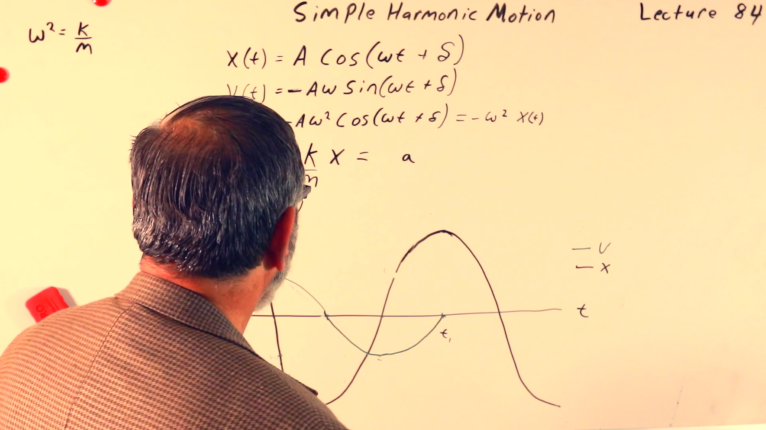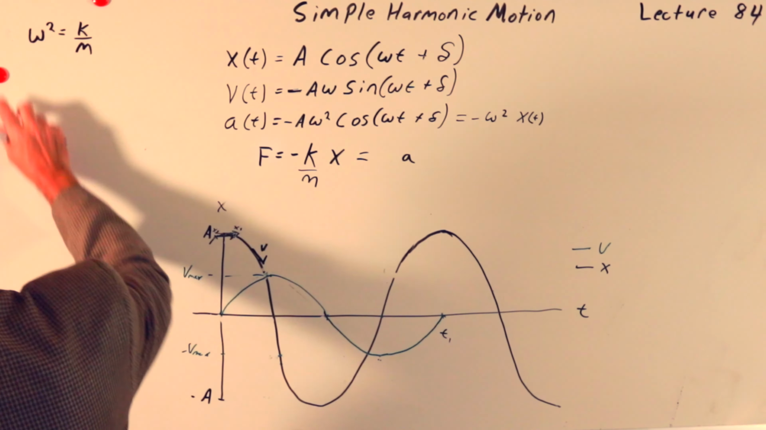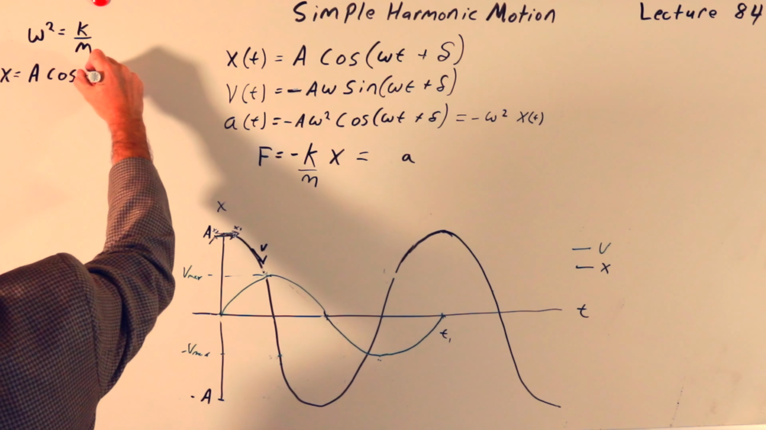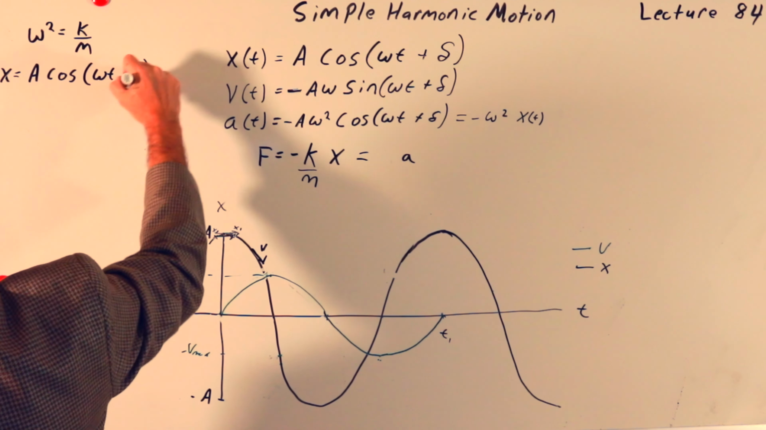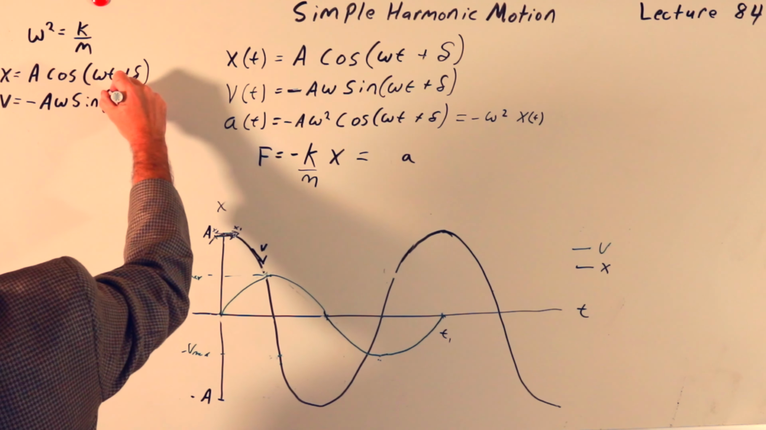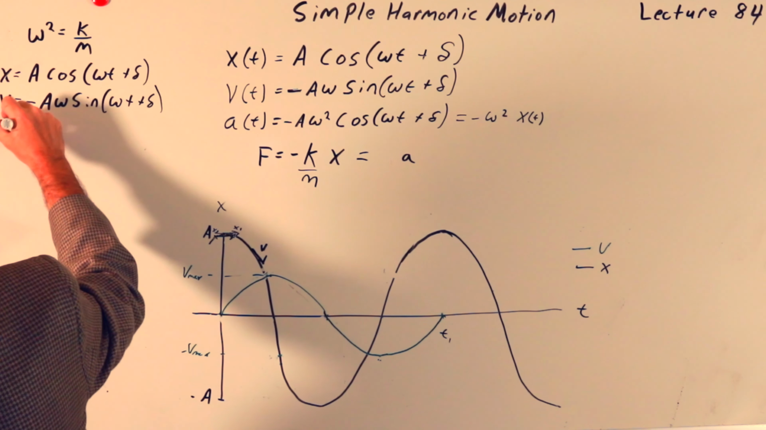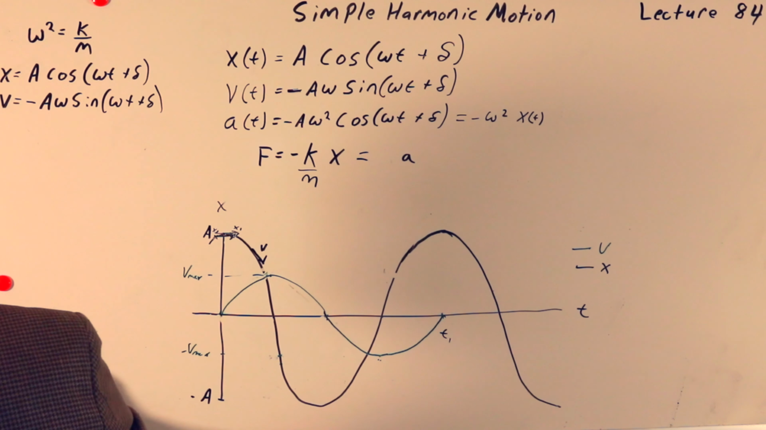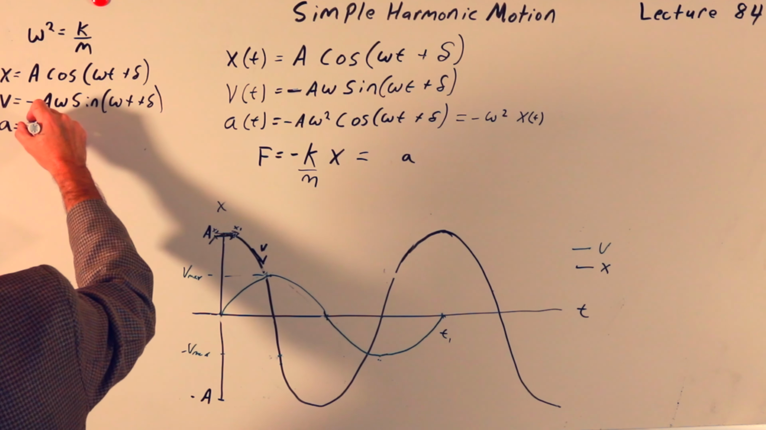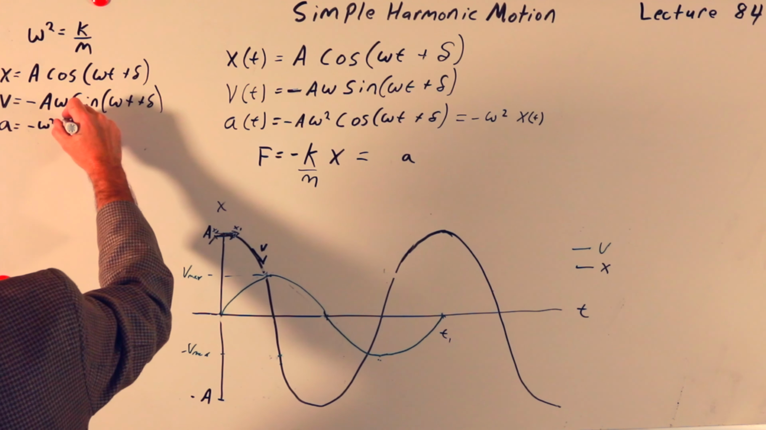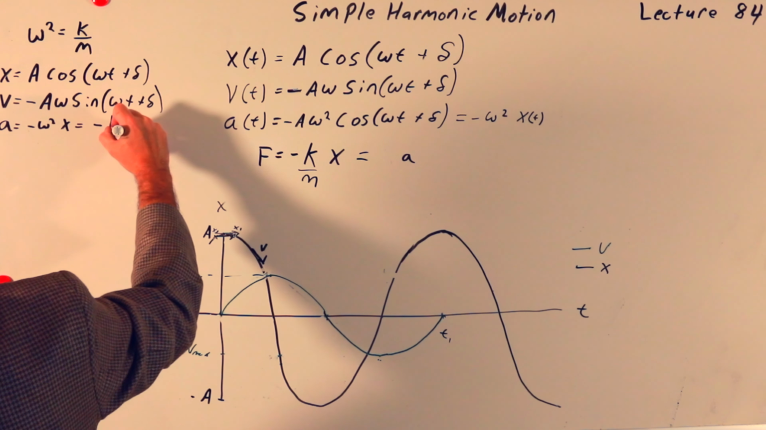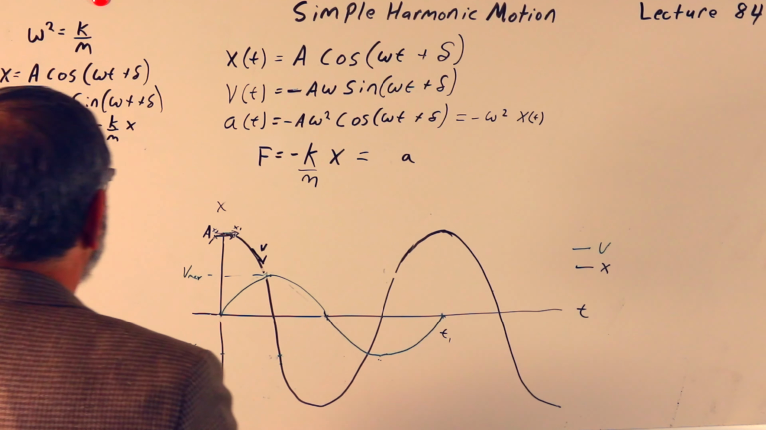Okay, so where are we at? We have this kind of final form. I'll put it over here. I'll write that x is equal to a cosine of omega t plus delta. V is equal to minus a omega sine of omega t plus delta, and the acceleration a is equal to minus omega squared x, which is the same thing as minus k over m x. All right?